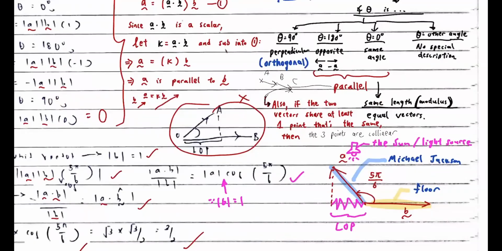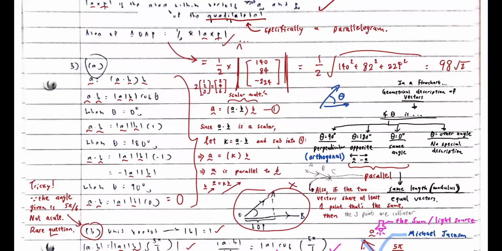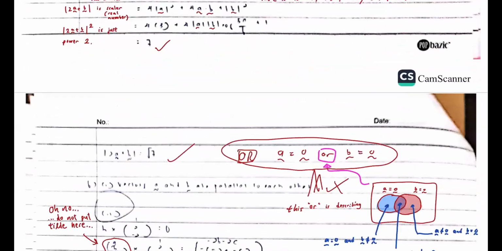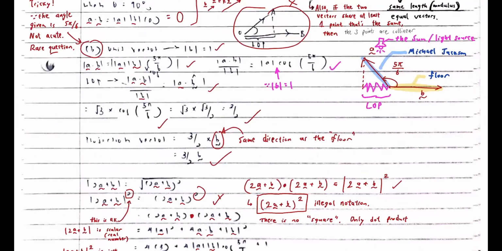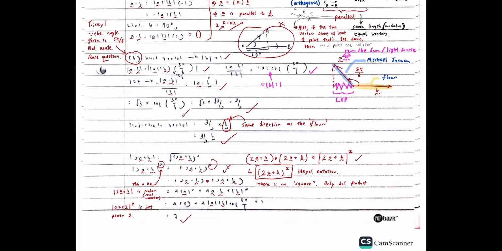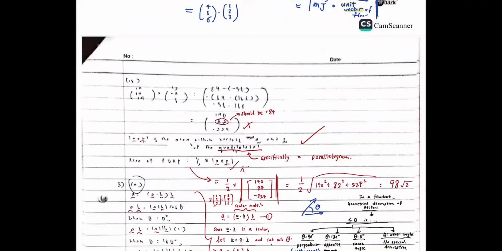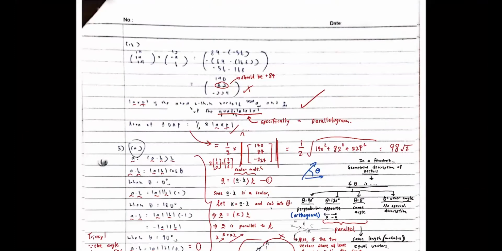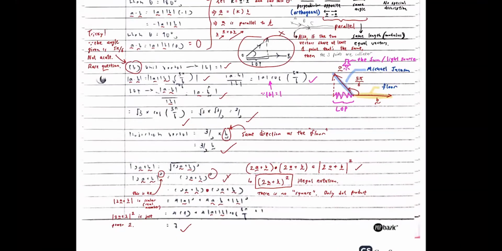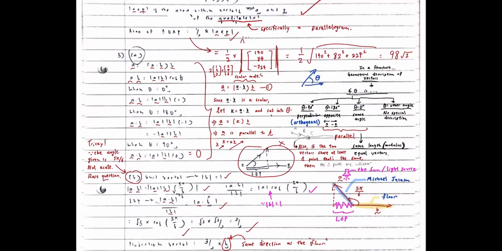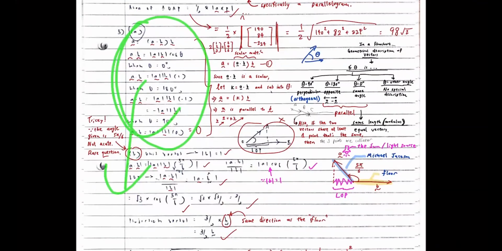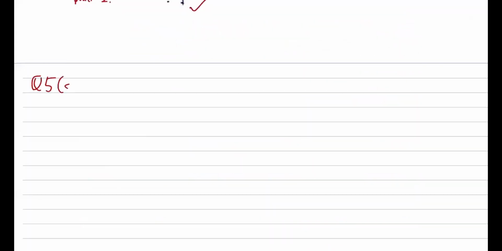If I can find some space, I can't. No space. Where should I do my working? Okay, I'll start a new page. Hold on a second. Okay, so over question 5 part A, I'm going to do it below. Let's move on. So question 5 part A, let's take a look.